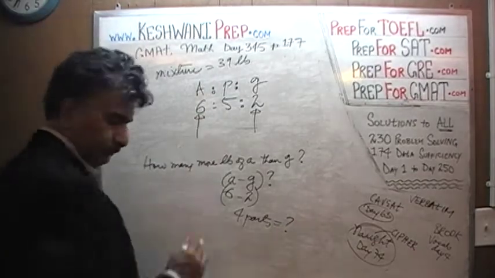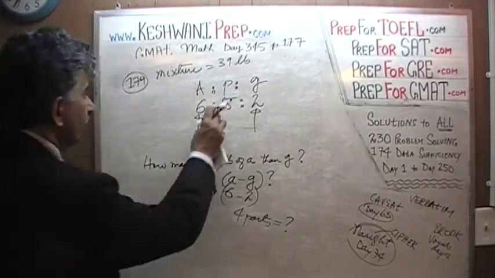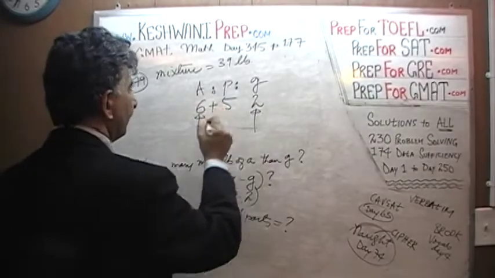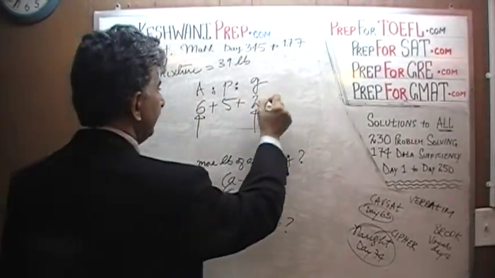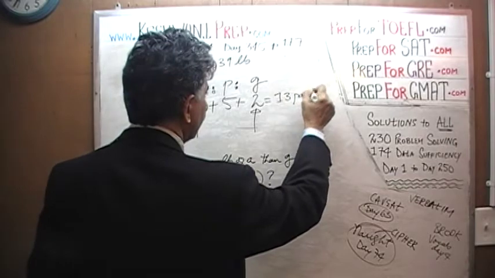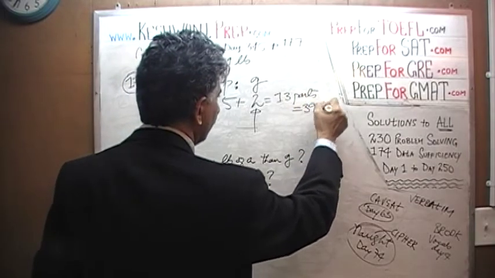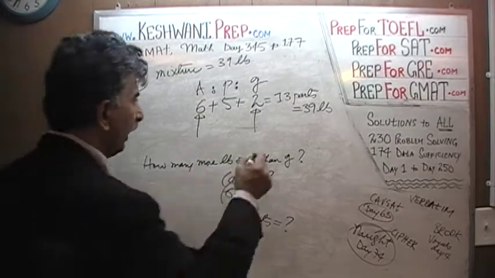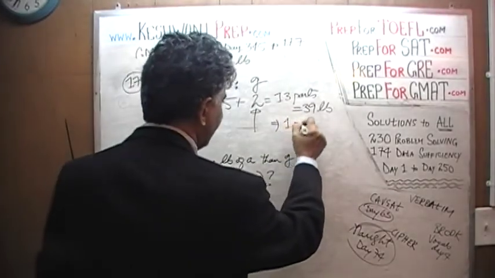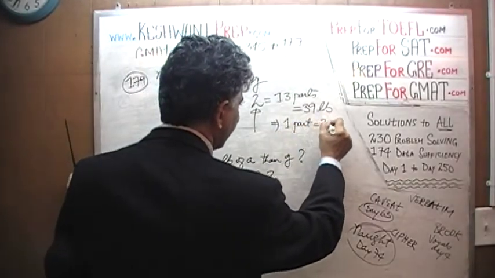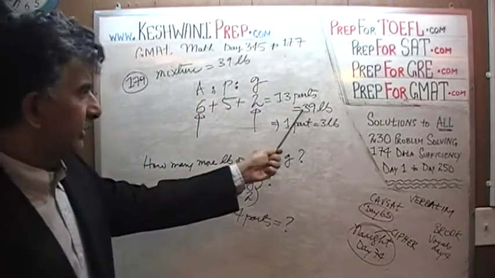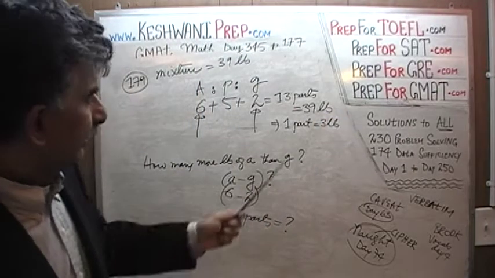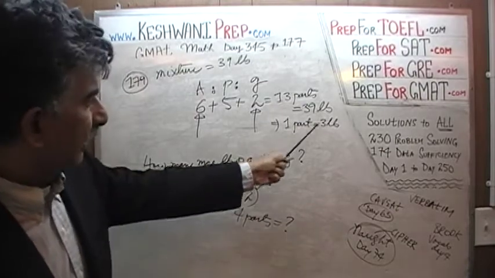Well, 6 plus 5 is 11. 11 plus 2 is 13. 13 parts equal 39 pounds. That tells us that one part must equal 3 pounds, because 3 times 13 is 39. So one part equals 3 pounds.